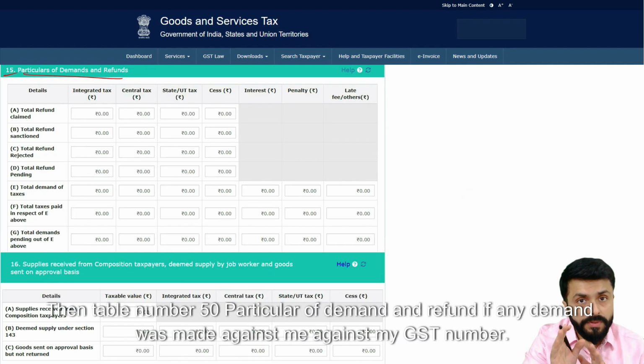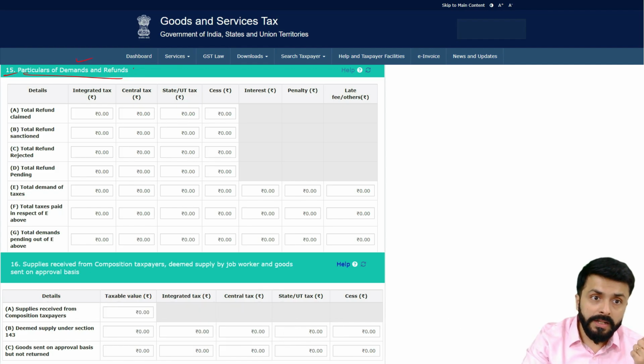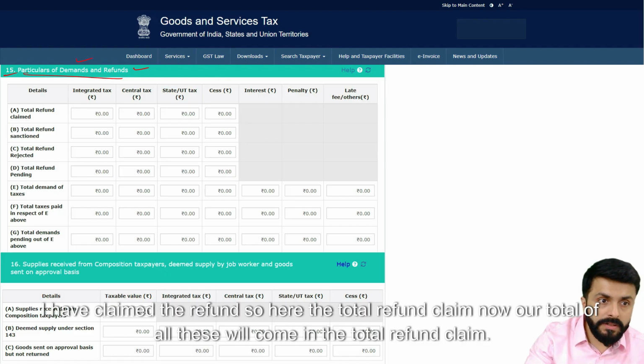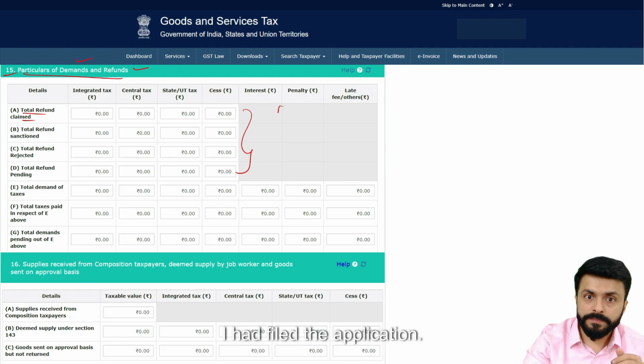Then table number 15, particulars of demand and refund. If any demand was made against me against my GST number by the department, or if I had done any export or for any purpose, I have claimed the refund, so here is the total refund claim. Now our total of all these will come in the total refund claim. I had filed the application.